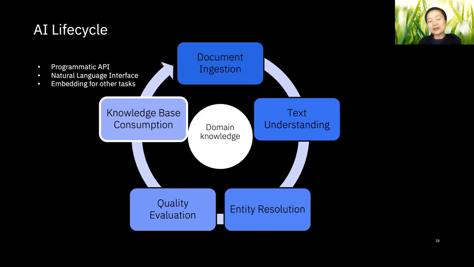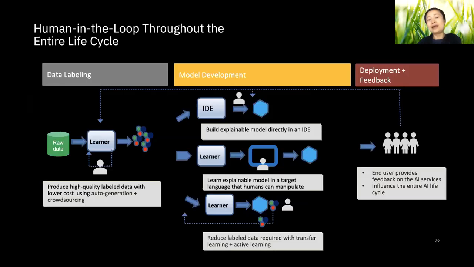So the last stage of the whole thing, right? Once we build a knowledge base, we can enable a programmatic API, a natural language interface, and we can even embed the knowledge base so that we can use it for other tasks. There's a lot of recent work about knowledge base embedding. I will not go into the details, but on the high level, I want to summarize what we just talked about.